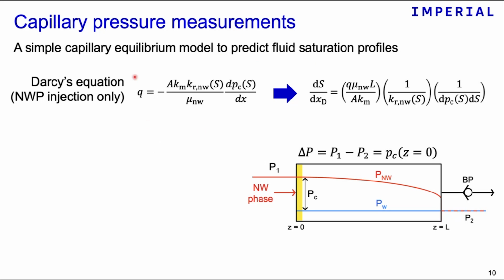And the starting point is Darcy's equation I'm showing here. You can replace the pressure drop by the capillary pressure drop. This is because of the conditions of the experiment. And because there is a unique relationship between capillary pressure and saturation, you can do a little bit of working and recasting of this equation, and you can obtain a nice differential equation that allows you to predict the saturation as a function of the distance, knowing experimental parameters and your capillary pressure curve.